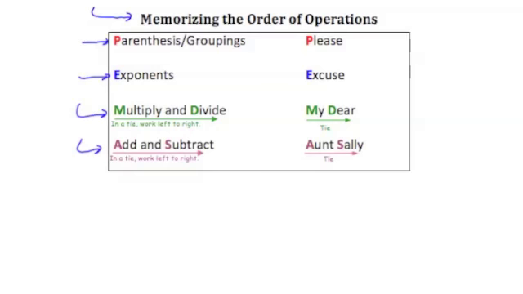To help you memorize this, we can use the following saying. For P, for parentheses and groupings, we can use the word please, and then excuse my dear Aunt Sally. Please excuse my dear Aunt Sally. The beginning of each of those words matches the beginning of each of the words in the order of operations. So that can help you remember or memorize the order of operations.